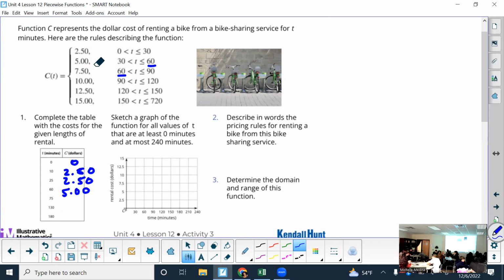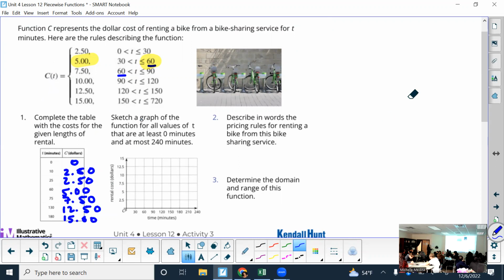The one that has the equal to part in there. So this rule has it where it can be exactly 60, the one below it cannot be, so that's why it's $5. 75 minutes, $7.50. 130 minutes, $12.50, and 180.